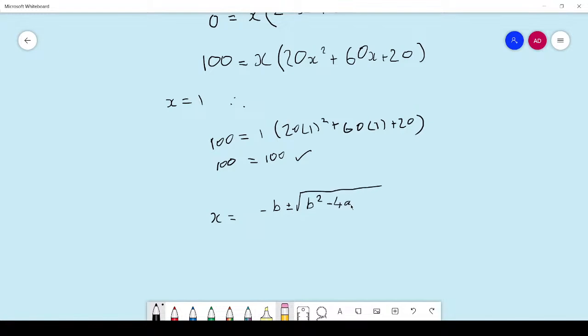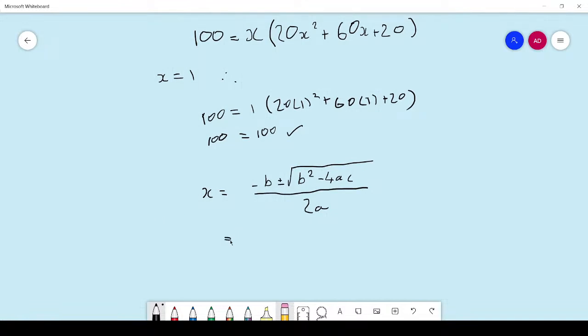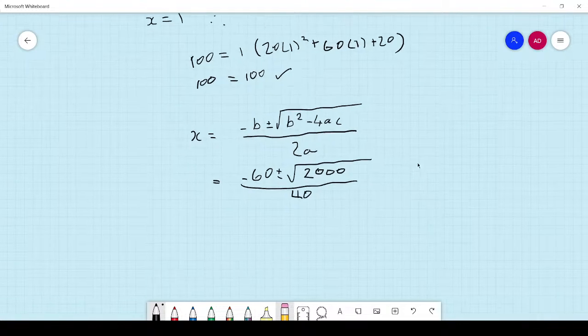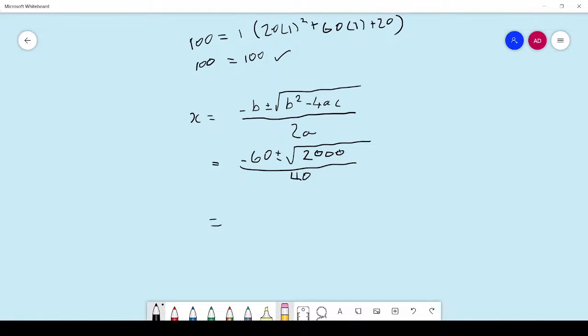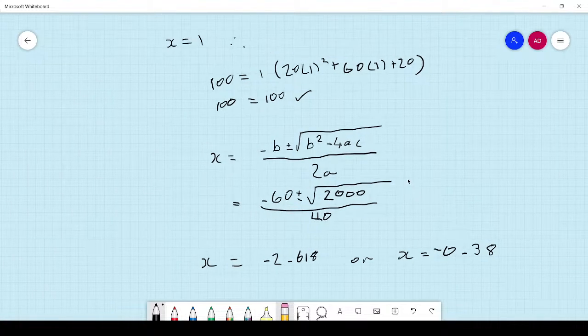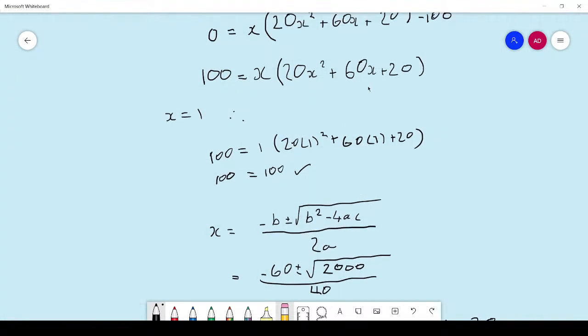so I was onto something, but that's the whole point of this exercise, it's a live walkthrough. So you get to see mistakes and thinking along the way. Negative b, so I just need to remember what that was equal to. B squared, 60 squared is 3600, minus 4 times 20 times 20 is 1600. So 3600 minus 1600 gives 2000. 2 times a is 2 times 20 is 40. And we ended up with negative 60 plus minus square root of 2000 over 40. So we either end up with x equals negative 2.618 or x equals negative 0.38.